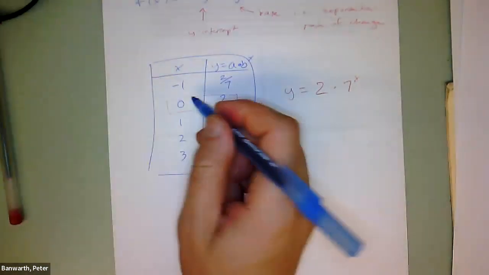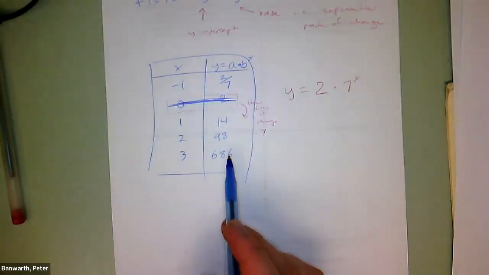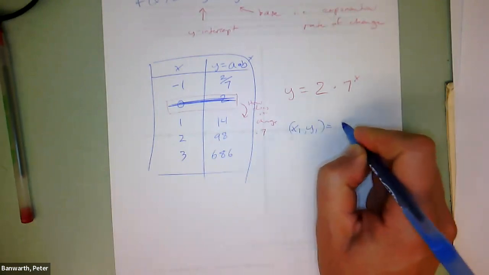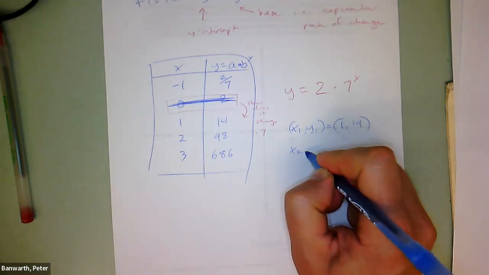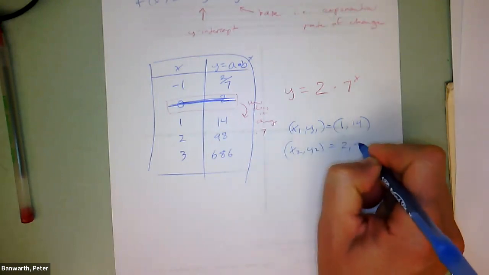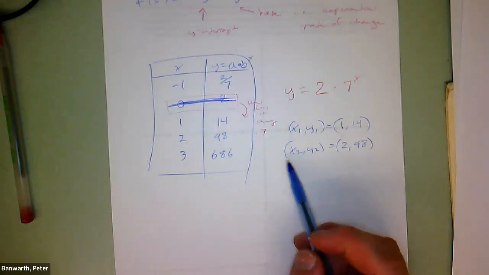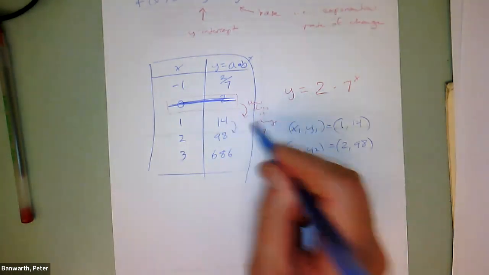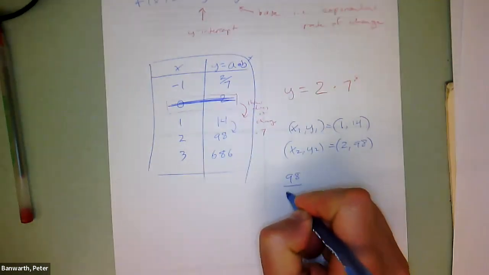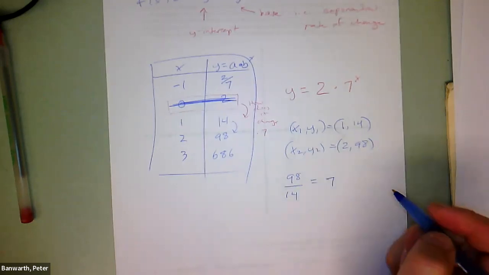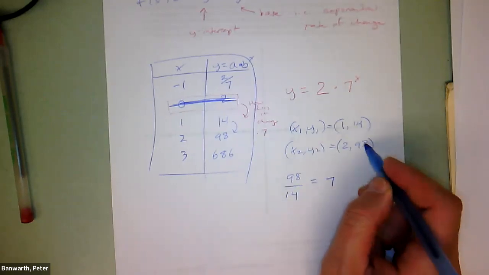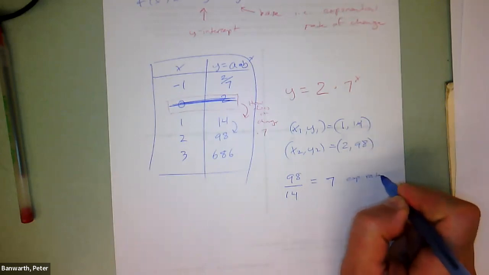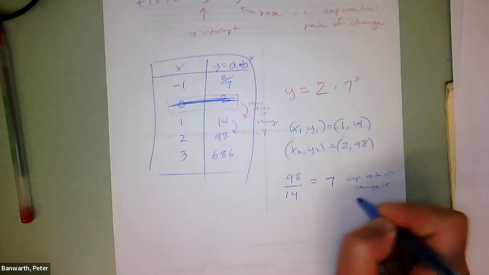But maybe they don't give you this number. How can you do it? Well, you could say x1, y1 is 1 comma 14, x2, y2 is 2 comma 98. And we want to know the exponential rate of change, which is what number is it multiplied by. So I take 98 over 14, which is 7, right? So the ratio of the y values is the exponential rate of change, i.e. the base.